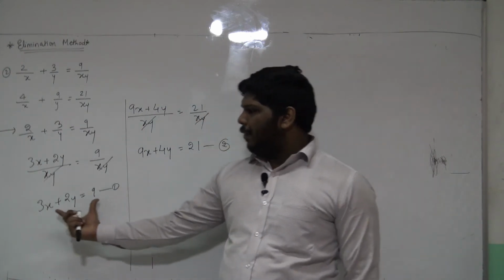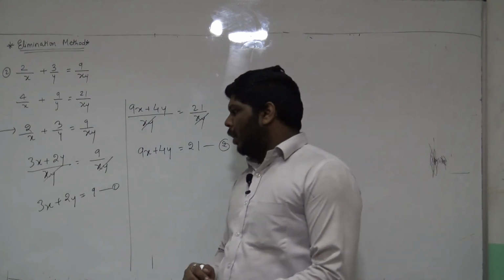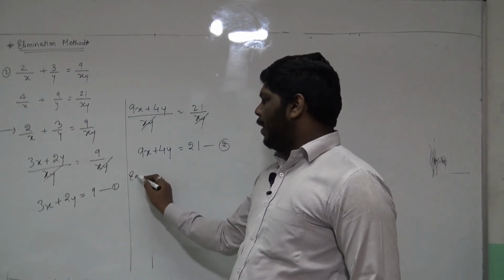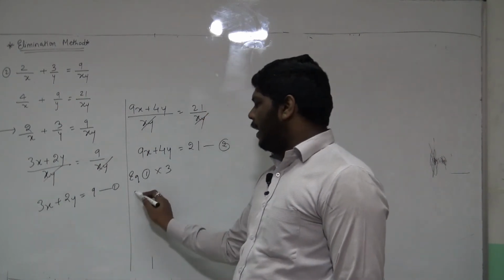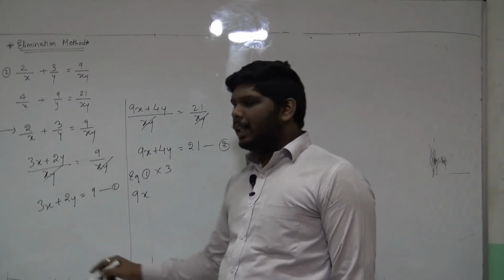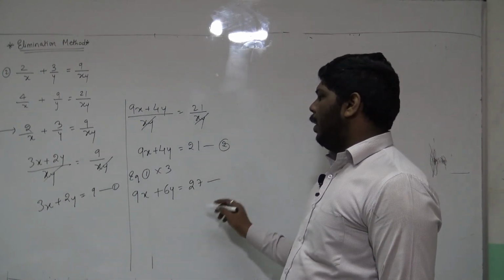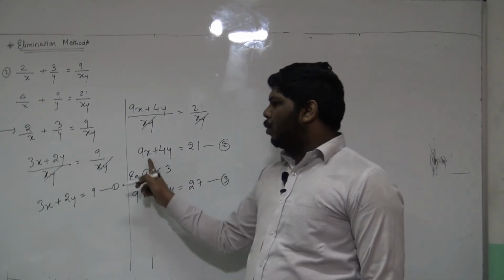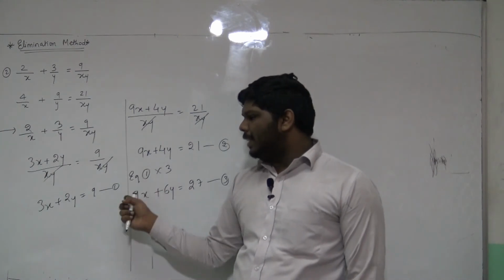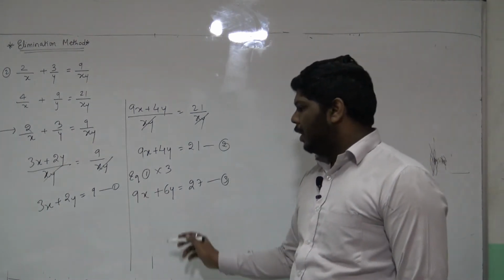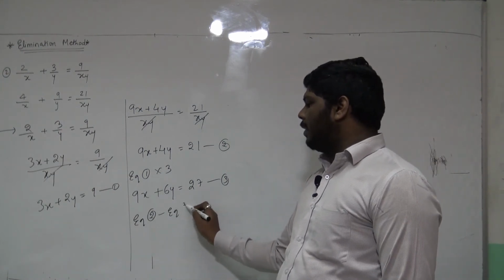In this case, if I want to make this 9, I have to multiply this equation throughout by 3. So equation number 1 multiplied by 3 will give me 3 3s are 9x plus 2 3s are 6y and 9 3s are 27. This is equation number 3. Now once your coefficients are the same, you have to check their signs, and as I told, if the signs are the same, you have to subtract the equation. So equation number 2 minus equation number 3.